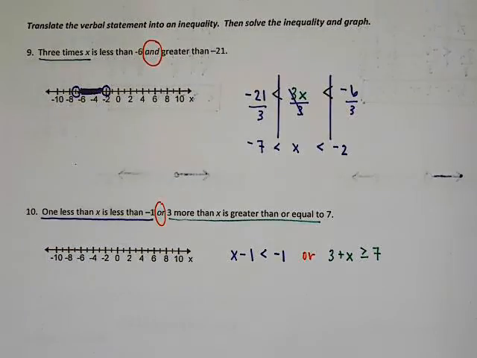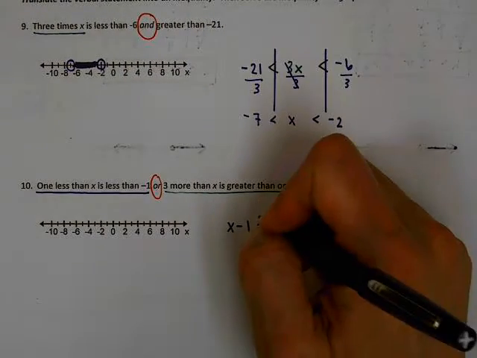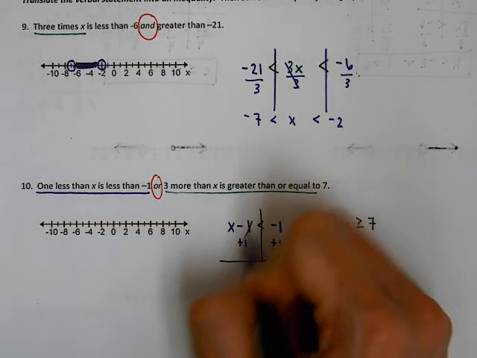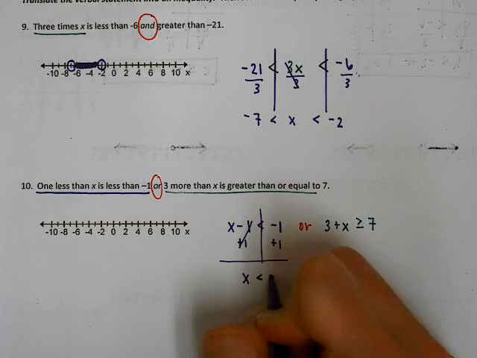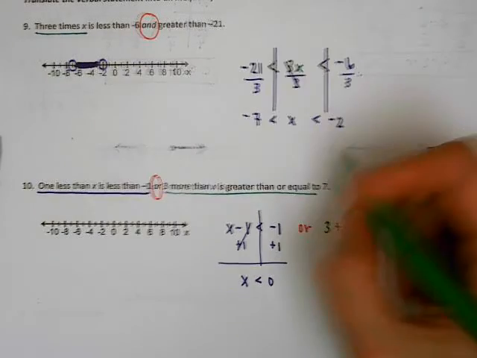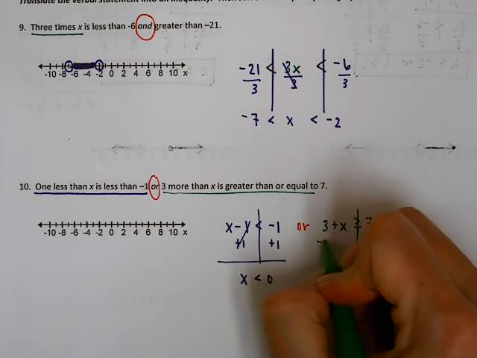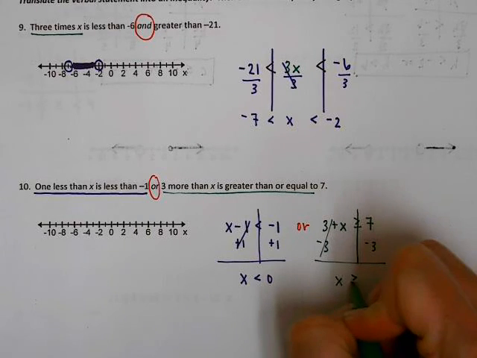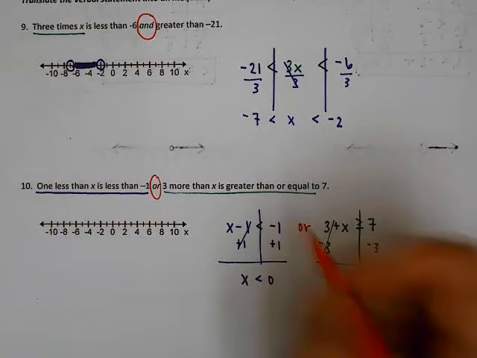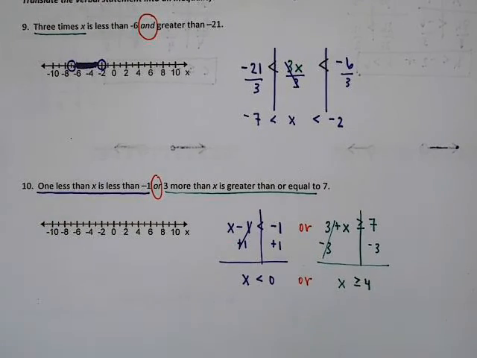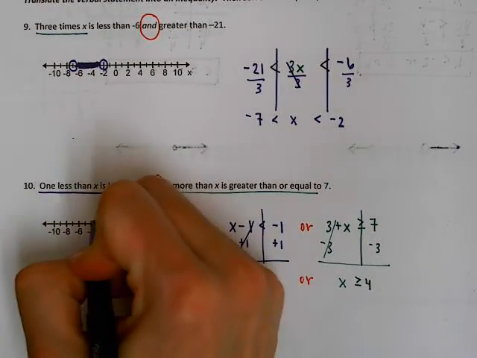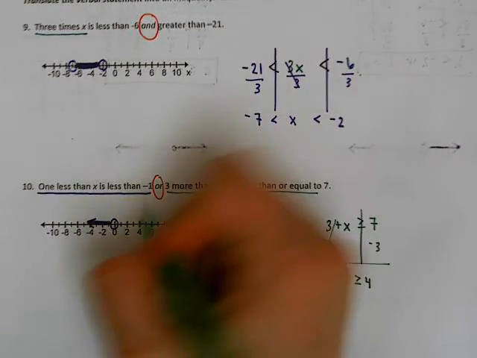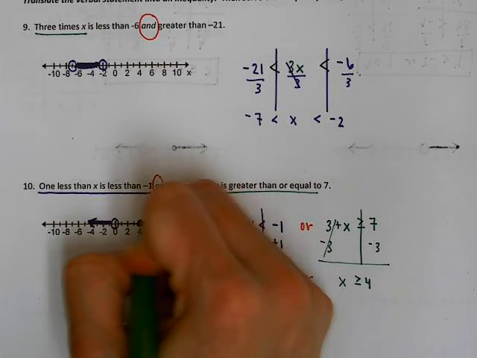So now our translating work is done and we can solve and graph. So I'm going to draw my line through. I'm going to add 1 to both sides. When I do that, I get x is less than 0. On this side, in order to get x by itself, I need to subtract the 3. And I have x is greater than or equal to 4. So my solution is x less than 0, or x is greater than or equal to 4.